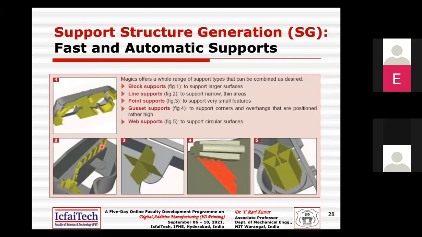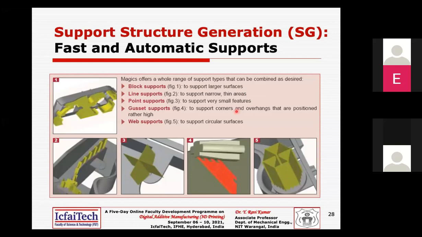And if you have a very narrow area which requires some support, you go with a line support. Or you have a very small feature that should be given some support, and you go with a point support. And say you have some overhang, which we need to support with a gusset kind of support, or you have some circular feature, go with a web kind of support.